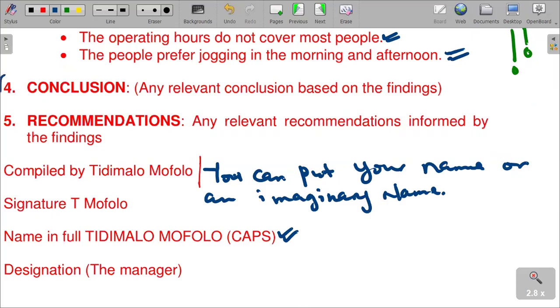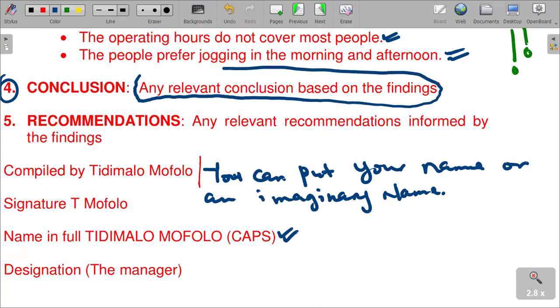And then the conclusion to the report: you are giving any relevant conclusion to the findings that we have given there. The report has shown that most of the people are no longer interested in yoga and aerobics because the conditions or the environment is not conducive for them, whatever reason that you are finding there. And then recommendations: you are also giving recommendations informed by the findings. The findings that you get here are going to guide you in giving the relevant recommendations there.